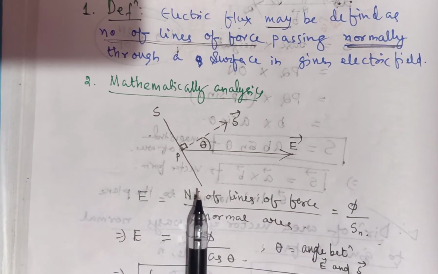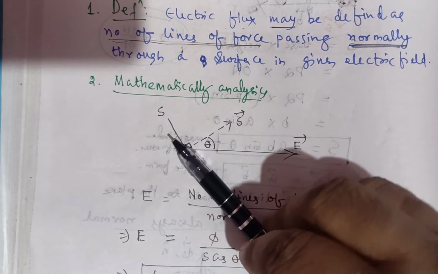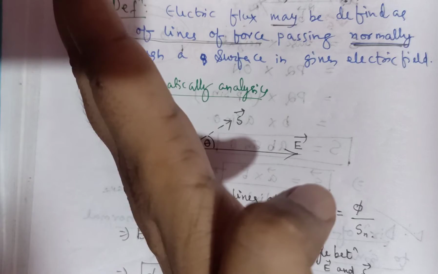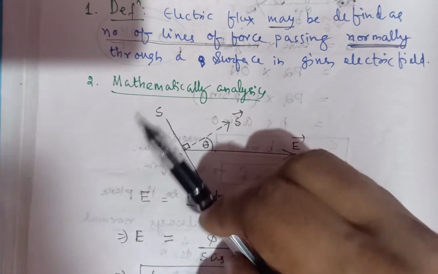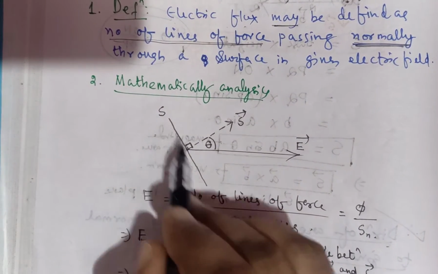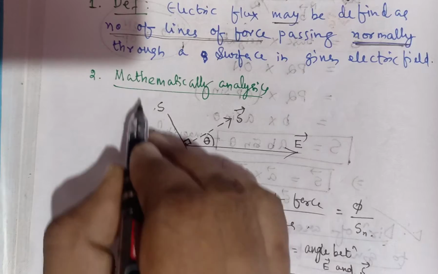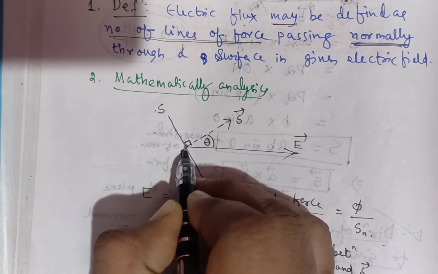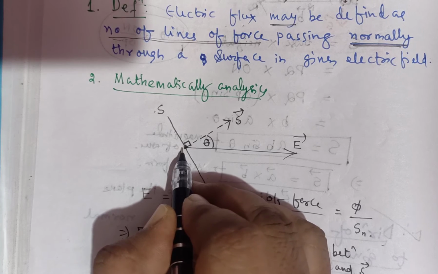Just see, this figure represents a line here, but this is not a line, this is just a surface. My palm is the surface, but it is represented as a line. This is a surface, not a line, but it is represented like that. And on that surface, I have decided a point P where I have to calculate electric flux.